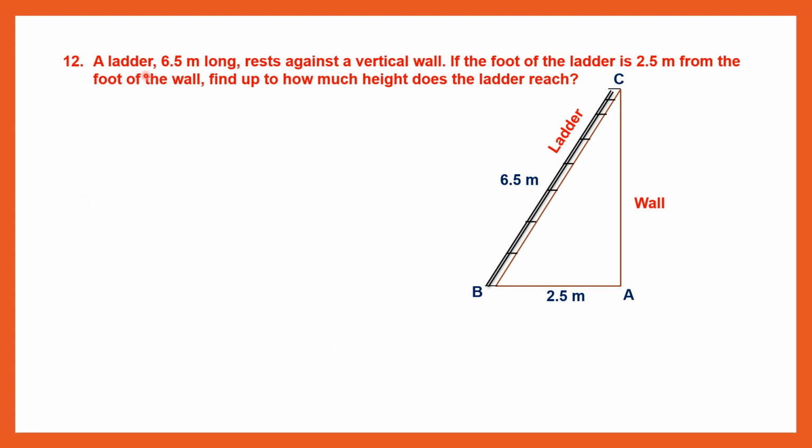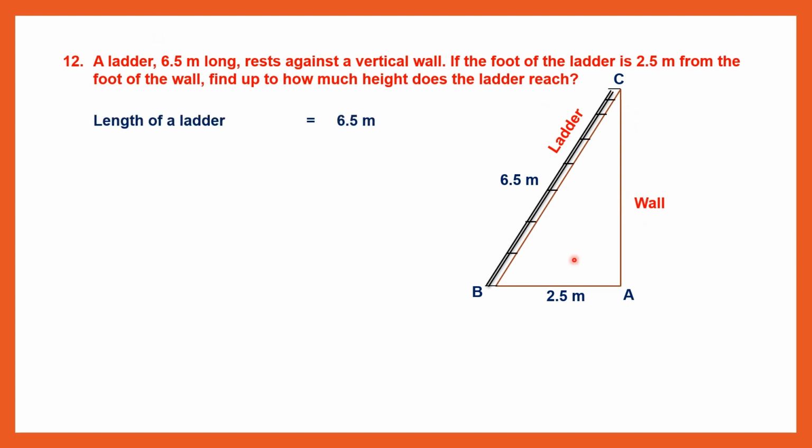Question 12. A ladder 6.5 meters long rests against a vertical wall. Okay, so look at this figure. This is the vertical wall and there is a ladder that is resting against this like this. If the foot of the ladder is 2.5 meters from the foot of the wall. So this is the foot of the wall and this is the foot of the ladder. It is 2.5 meters away from the foot of the wall. Now the question is, find up to how much height does the ladder reach. So what is the height that the ladder will reach? This is what we need to find out.